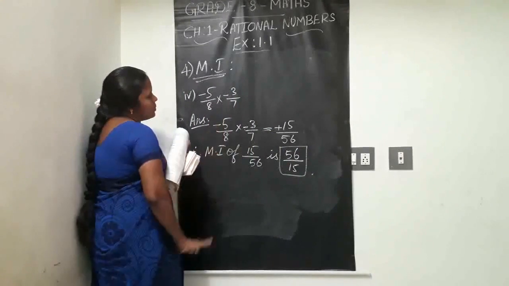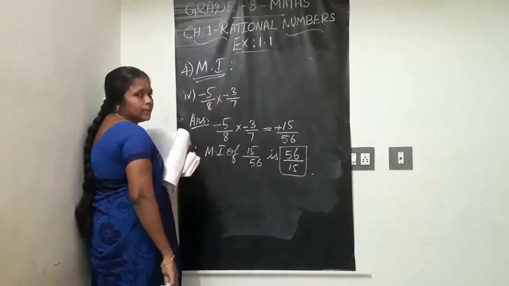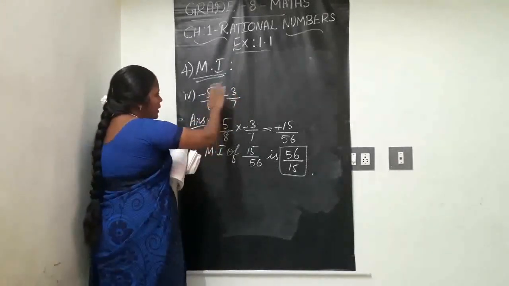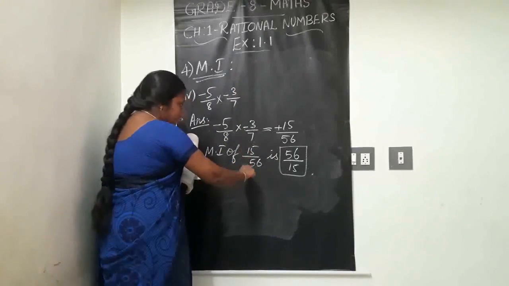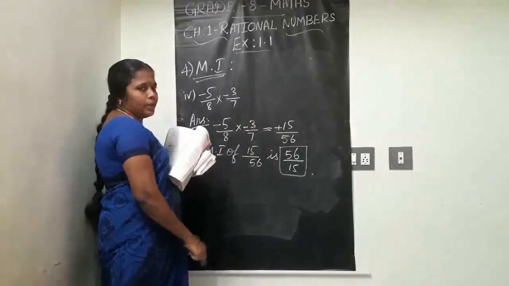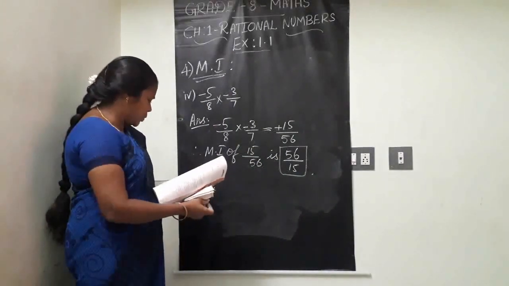What is the extra step given here? The question is given in product notation. So we have to multiply them first, get one answer. For that answer, the reciprocal only you have to give here. That is the final answer for the question. Clear children? Like this only, the remaining questions you have to solve.